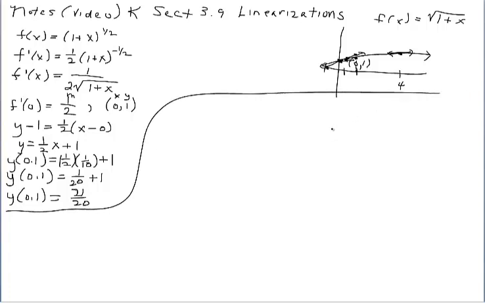Let's, for example, make up another function, just as disconnected from this problem right here. But let's just say that we have an upward opening parabola.